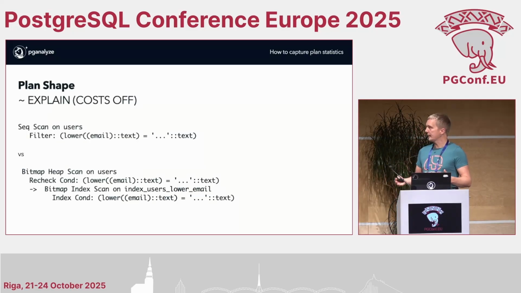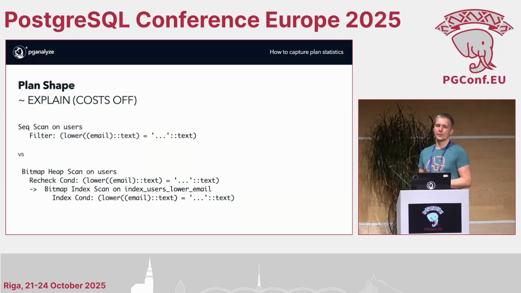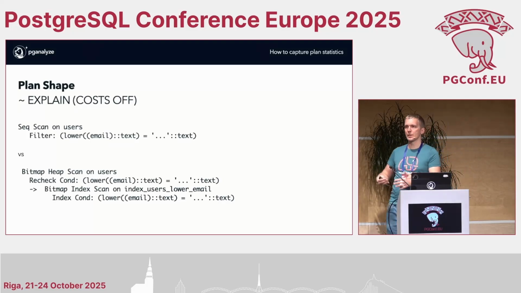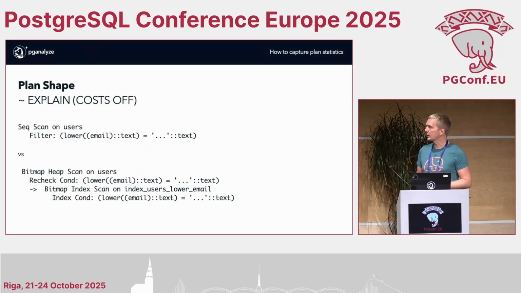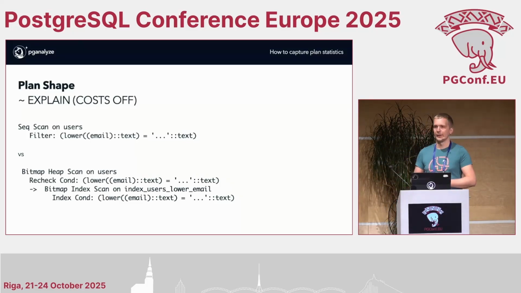Now, I think the closest approximation we have to what I would call a plan shape is if you run explain with the costs off option and without analyze. What this gives you is, in the output, it doesn't show you the costs. It doesn't show you any execution statistics, right? Because it's just asking Postgres, what is the query plan that you're going to use? But it does include key information like, are we doing a sequential scan? Are we doing an index scan? What are we aggregating? Things like that.